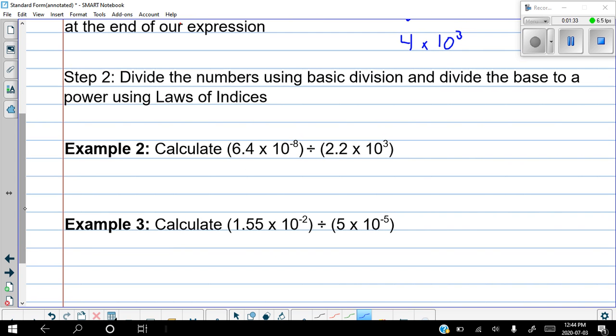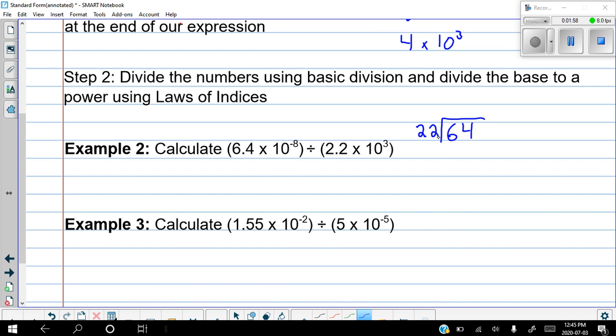So let's look at a little bit more challenging one. We have some decimals. Here we have 6.4, and we're dividing it by 2.2, and we have our indices. Sometimes when you do these, you're going to have to do some longer division. So what I'm going to do is 64, and I'm going to divide that by 22.